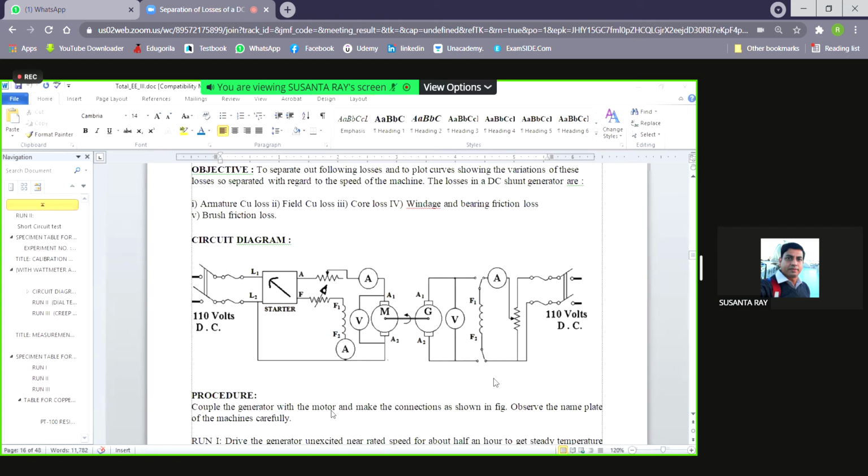But here you just look at the rheostat. So we have used some rheostats for the motor. Here also we are using some rheostat. Now what is the difference? Let me ask you, what is the difference in this rheostat?